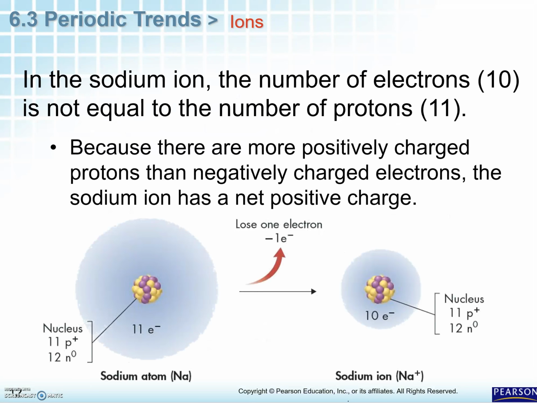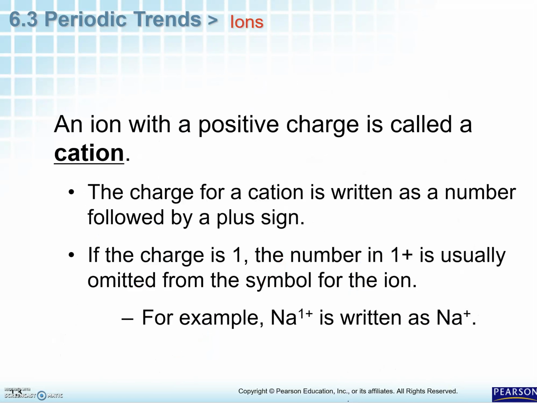However, if you were to lose one electron, you now still have 11 positives, but you only have 10 negatives. So overall, you would have a positive 1 charge. And that leads us to our first ion. There are things called cations, and those are our positively charged ions.